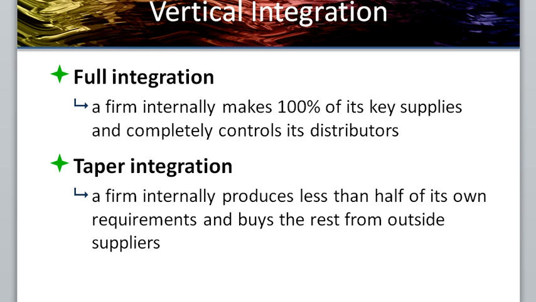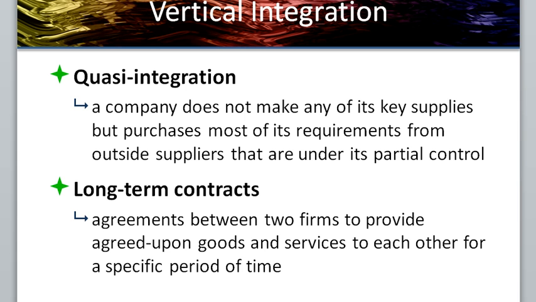Okay, so this is just more basically what I'm saying. The full integration is you're doing 100% of everything yourself, and you're controlling all the manufacturers and distributors and suppliers. And like I said, Chaper is less than 50% from outside suppliers. And a quasi-integration, you're purchasing most of the requirements from outside, but you have some control.